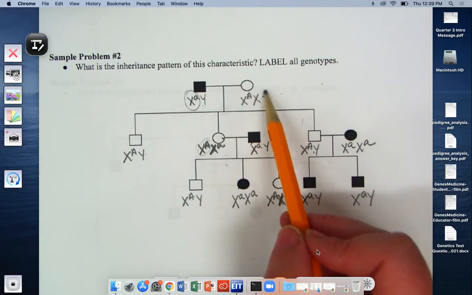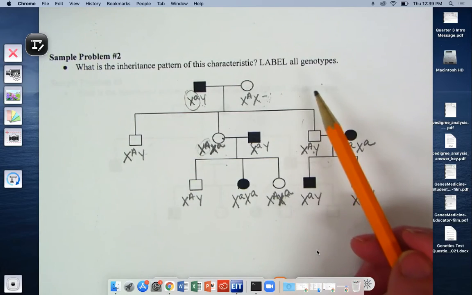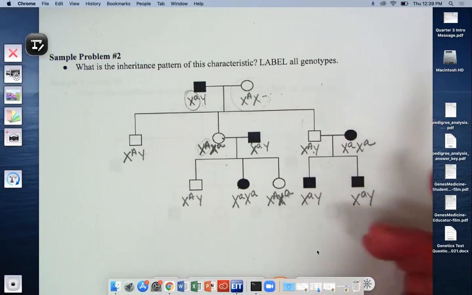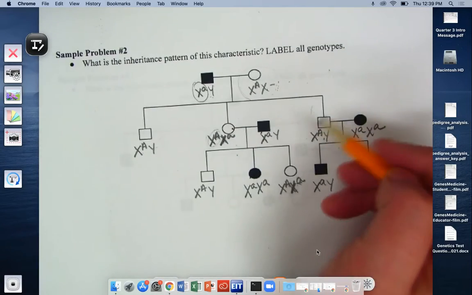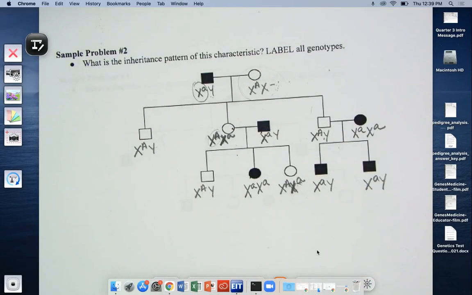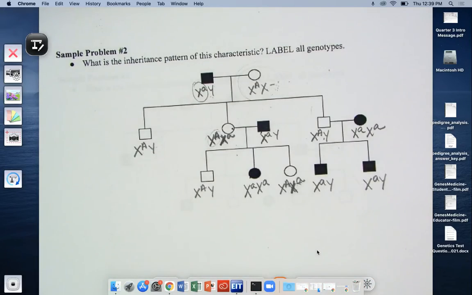So the only one we don't know is this mom, and it's because we don't know her dad. That's really why we can't tell for this mom up here. But we can tell for the daughters down below. So that is now complete. We have one that we don't know. The rest of them we know.